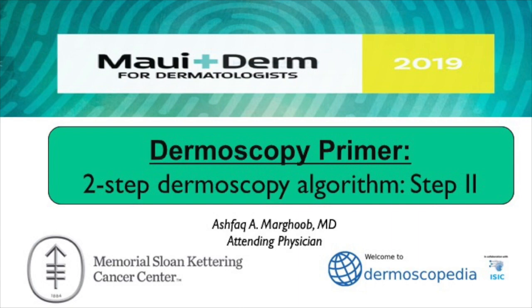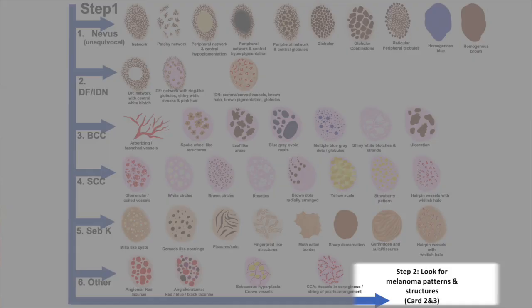All right, so let's look at step 2. If you cannot make a specific diagnosis based on what we have said so far, step 1, now you need to rule out melanoma.